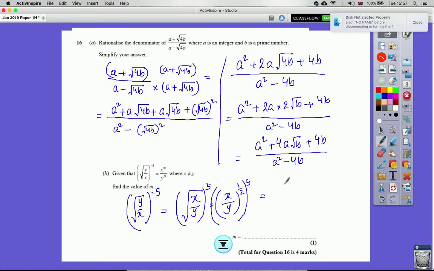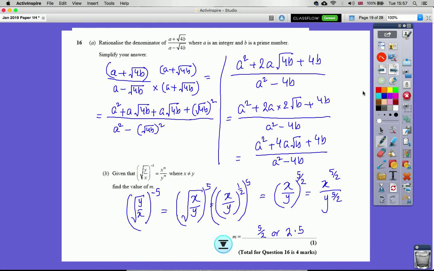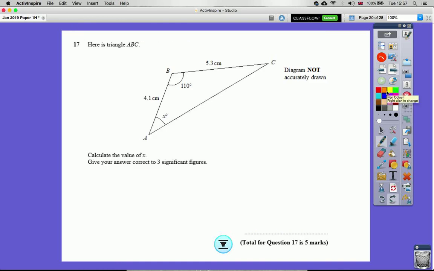So what I'm getting is x over y to the power of 5 over 2, which eventually gives you x to the power of 5 over 2 over y to the power of 5 over 2. So the value of m is 5 over 2 or 2.5. My next question is a triangle ABC. Calculate the value of x.